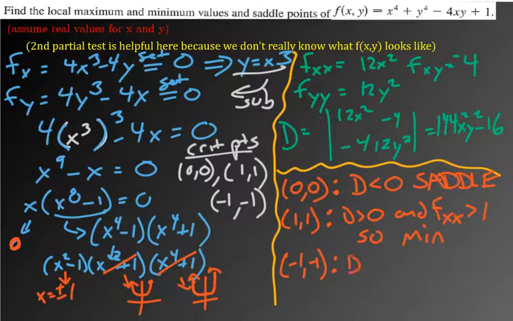And last but not least, -1, -1. You're still going to get d greater than 0, because it's squared in here. The negatives just don't matter. And then here, f_xx is less than 0.